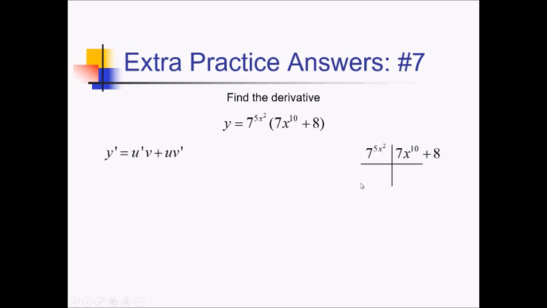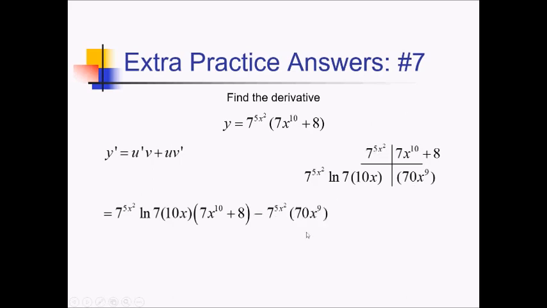So 7 to the 5x squared times ln of 7. And we have to multiply by the derivative of 5x squared, which is 10x. Over here, derivative of 7x to the 10th is 70x to the 9th, and the 8 is differentiated away. That's just 0 there. So now, using my ribbon to put it all together, I've got all this stuff down here times parentheses 7x to the 10th plus 8, plus we've got 7 to the 5x squared times 70x to the 9th. And that's actually a plus there. There we go. Now we're good.